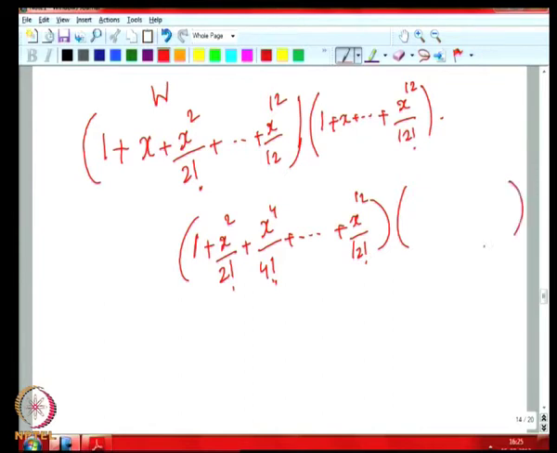Now for the last case, this is blue, this was red. This is for the black. What we can do is we can take x plus x cube by 3 factorial, because only odd numbers are allowed, x raised to 5 by 5 factorial and so on, till x raised to 11 by 11 factorial. Till x raised to 11 we can go.